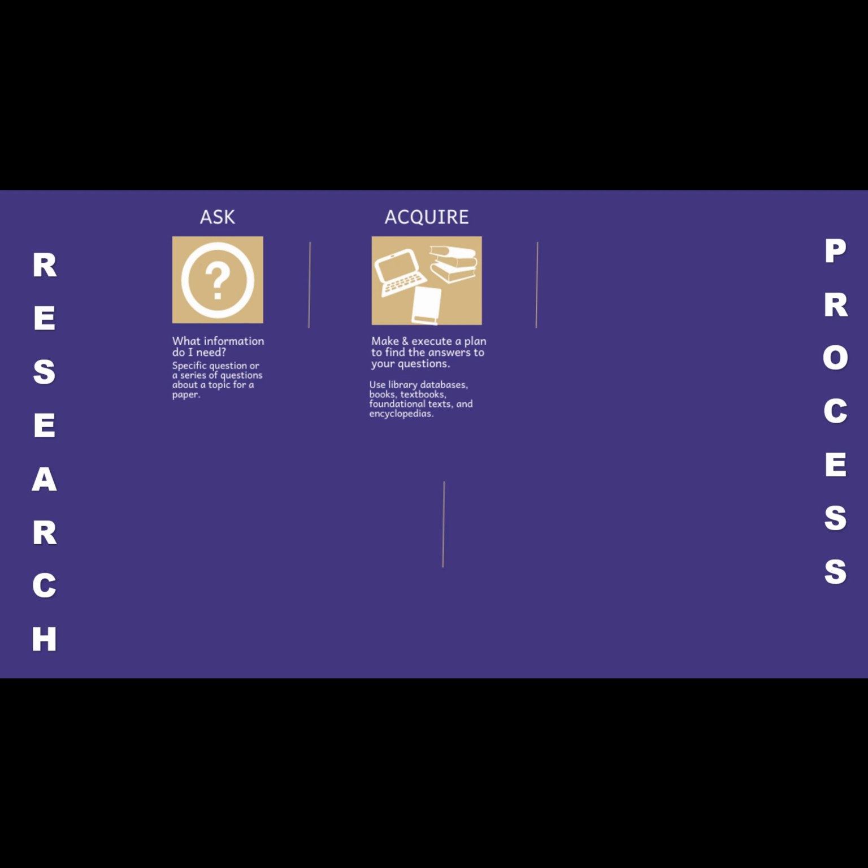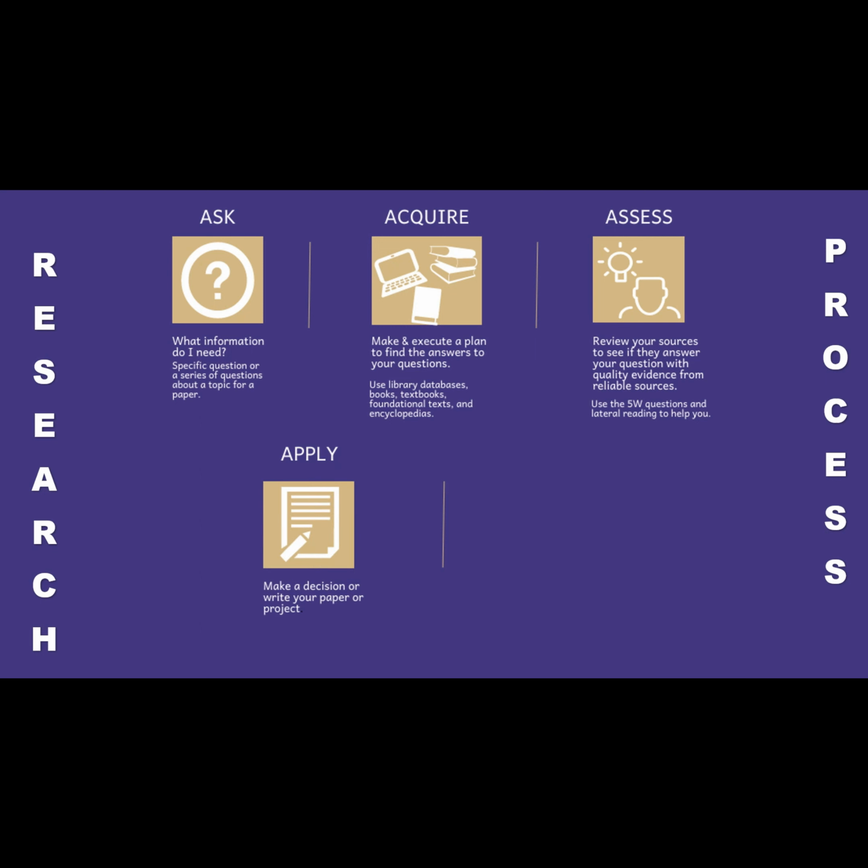Step 3 is assess. Here you review your sources to ensure they are reliable and can adequately answer your research question. A useful tool for this step is asking the 5 W questions: who, what, when, where, and why. Step 4 is apply. This is where you use the information to create your research project, whether it is writing an argumentative essay, a group presentation, or a literature review for your lab.